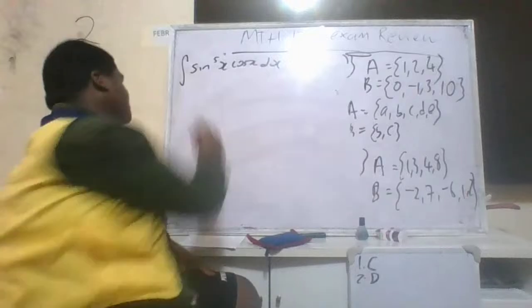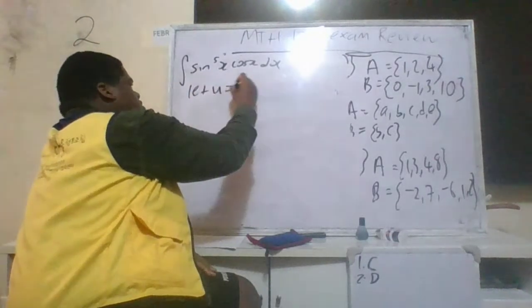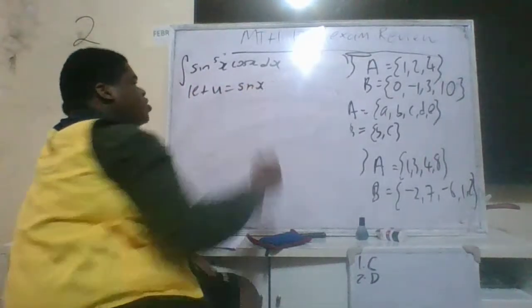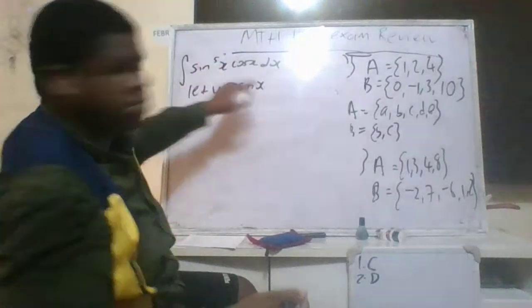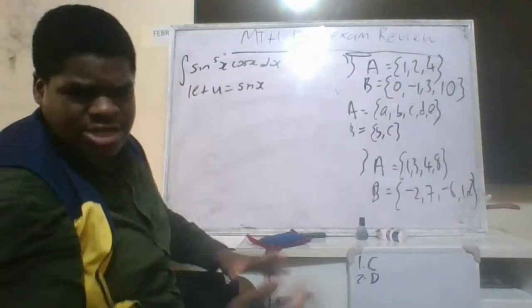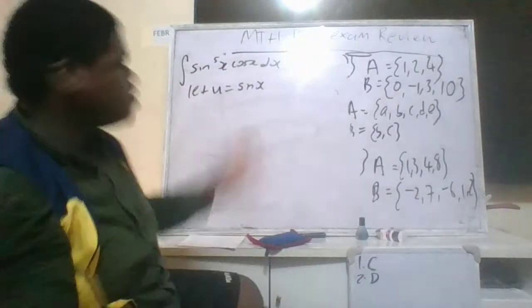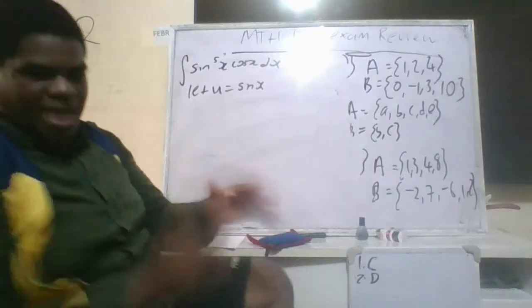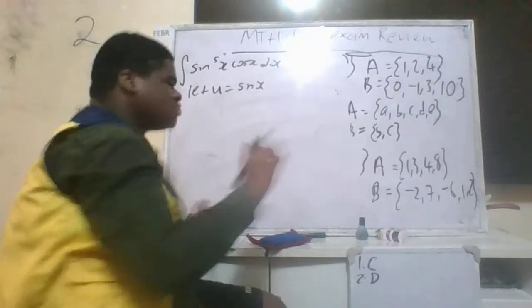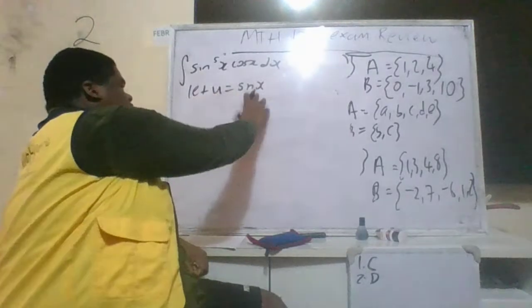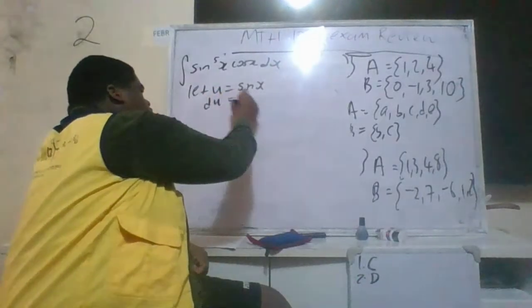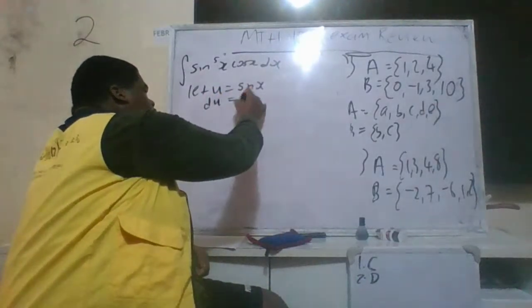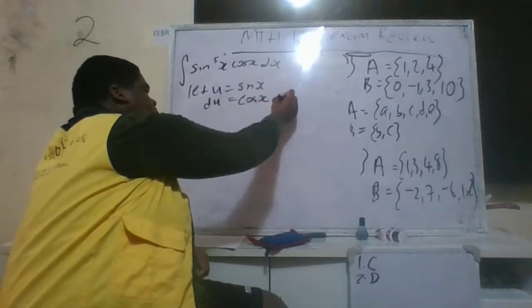So let's use that method. Let u equal sine x. People can decide to use integration by parts. I've never actually tried that, but I believe it may work. It may work. But let me not start experimenting now to avoid getting too long. But let u equal sine x. Then du is going to equal cos x dx.